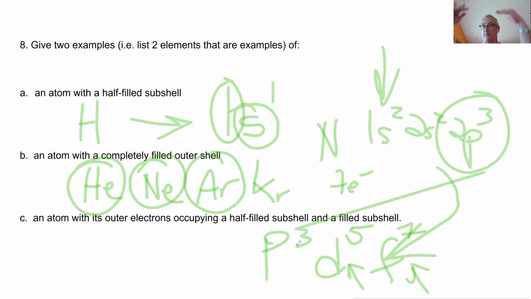They'll fill a p or they'll fill an s first before they go back and add more electrons to a half-filled d or a half-filled f, because those are stable. Not as stable as having them completely filled, but pretty stable. And that leads to different charges on different elements.